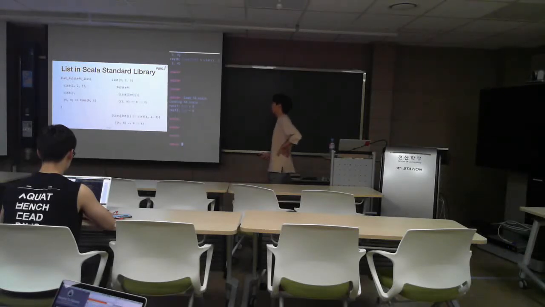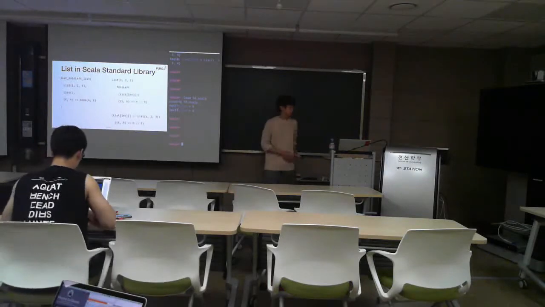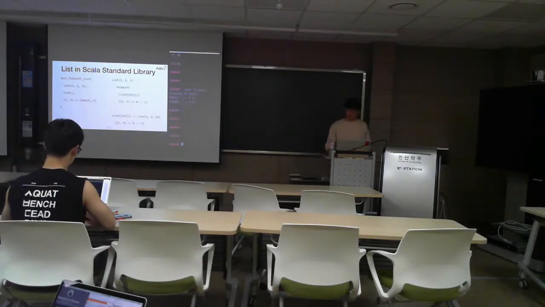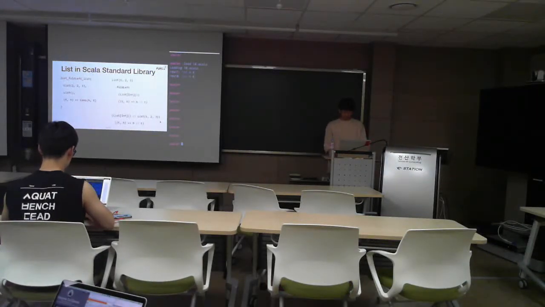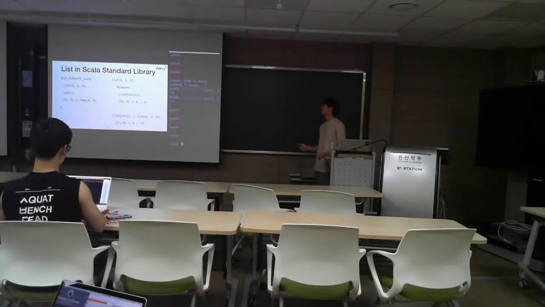And this is the same code using another syntax. So we can run the code to check that. So this worked correctly and returned a list of 3, 2, 1, which is the reversal of the list 1, 2, 3.